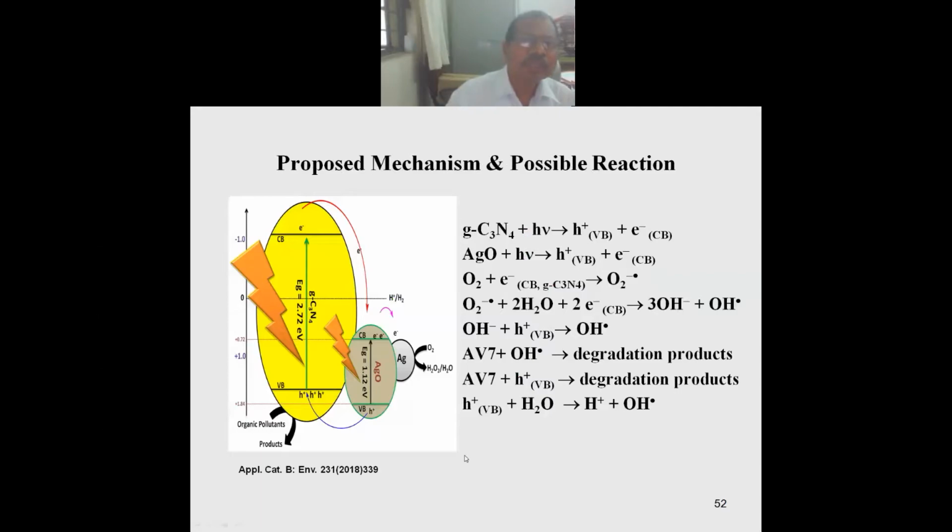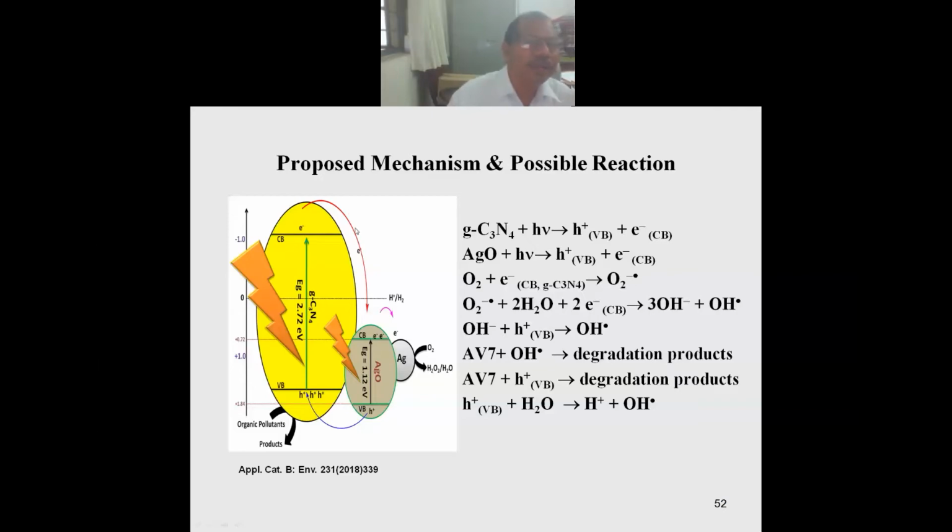We propose this mechanism. Basically, this is g-C3N4, this is AGO, and the AGO is loaded on g-C3N4. The band gap of g-C3N4 is 2.72 electron volt, AGO is 1.12, and the valence and conduction band of this g-C3N4 is lower than the conduction band of AGO.